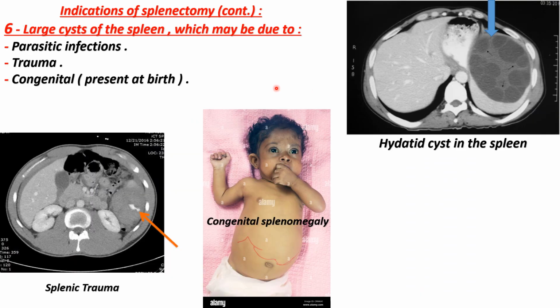The sixth indication of splenectomy is large cysts of the spleen, which may be due to parasitic infections, trauma, or congenital, present at birth. We are seeing here a case of parasitic infection in the spleen, called hydatid cyst. We are also seeing here splenic trauma and a case of congenital splenic cyst.